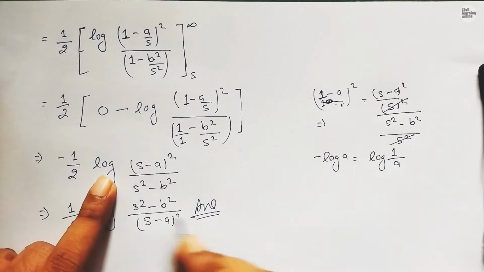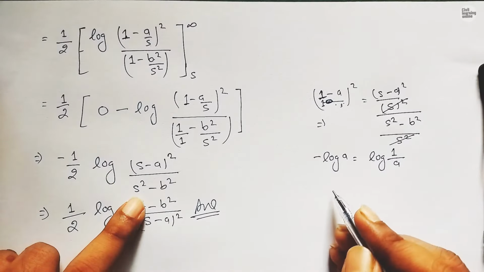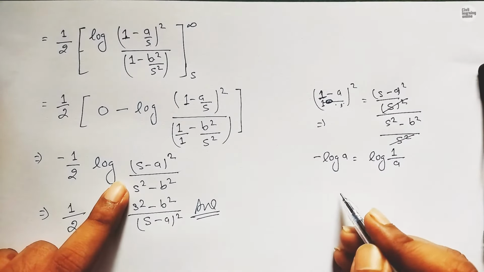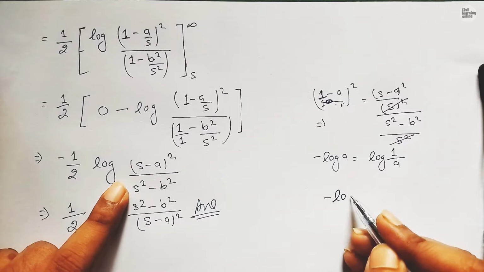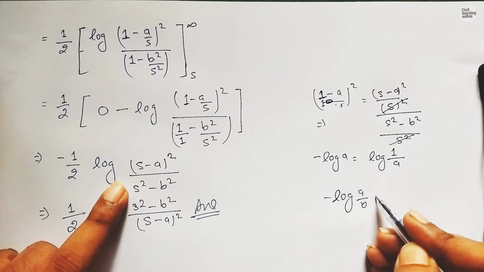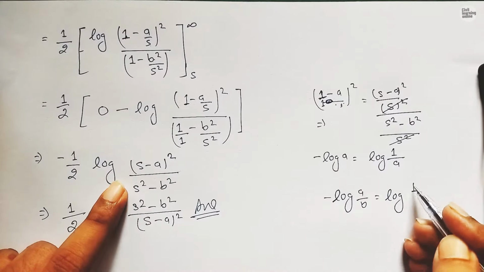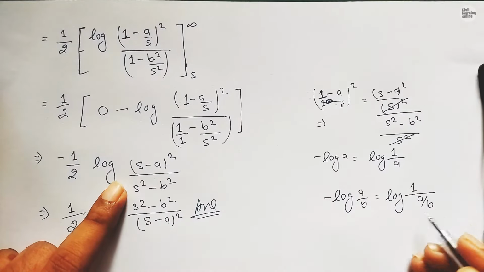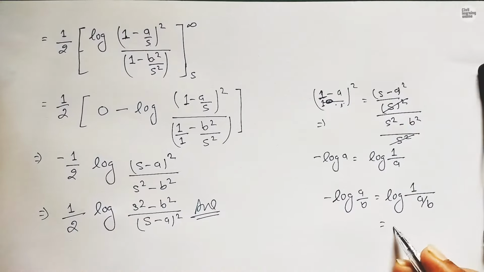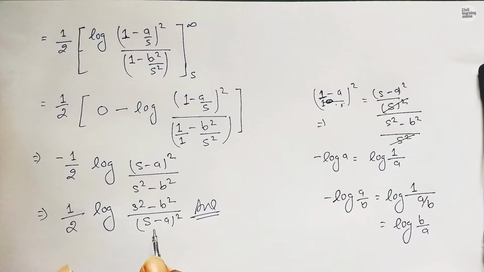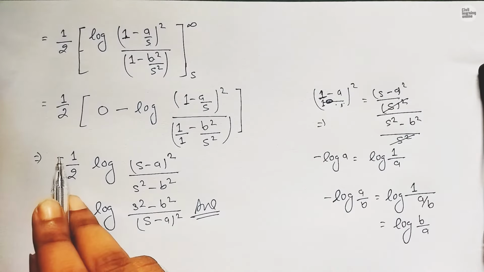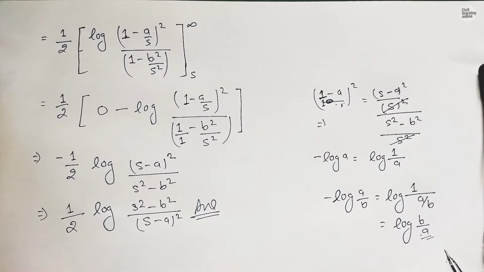What happened here, let me show you with another example. See here, we have minus log a upon b. Due to this minus we can rewrite it as log 1 upon (a upon b). So on doing the reciprocal, we get log b upon a. That is what has happened here. In order to remove this minus sign, we have applied this theorem. Now we will proceed toward the solution of the second example.